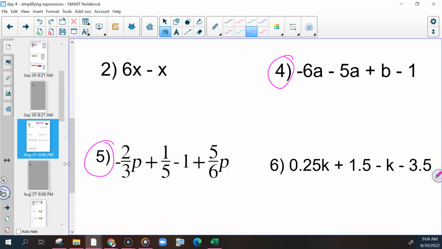So starting with number 4. If we were to do this using algebra tiles, we would need 2 different things to represent the variables, since we have 2 different variables here. And the algebra tiles I have don't have that. So this one we really have to do by hand. Do we have any like terms? Terms that have the same variable? And then what does that mean?